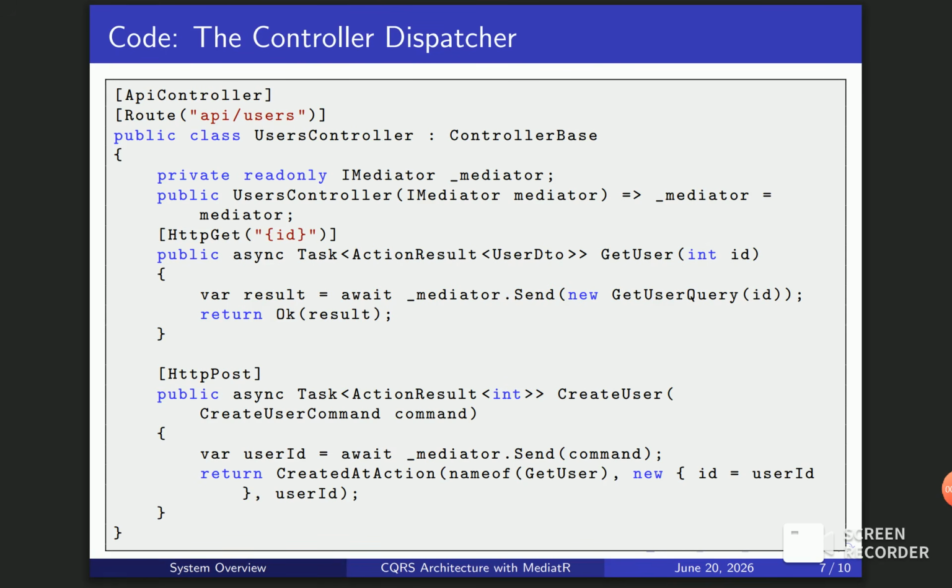Excuse me. We have the user controller. So this is the user controller. We have this action here, get user, and it's getting it by ID. So we're receiving the ID into the controller. All we need to do is call MediatR.send, and we're gonna create a get user query.